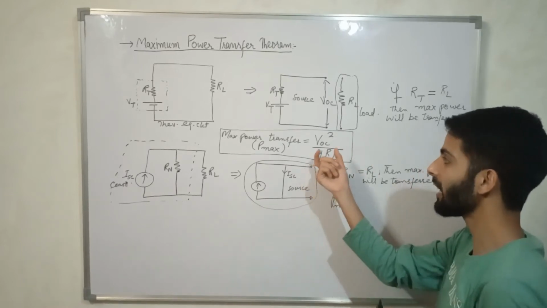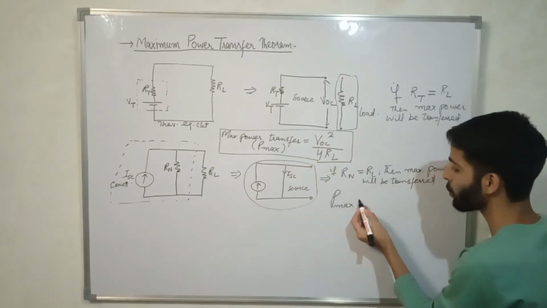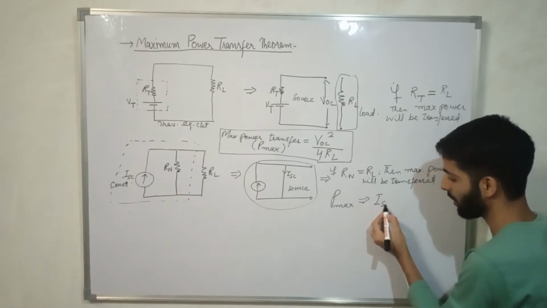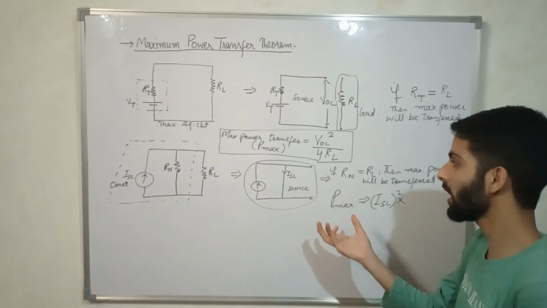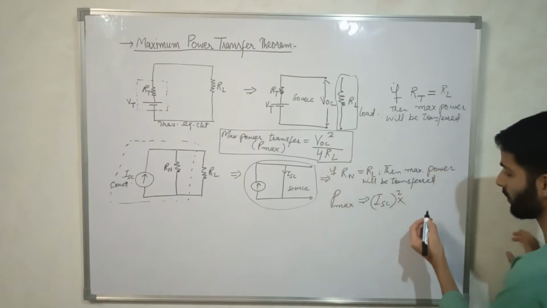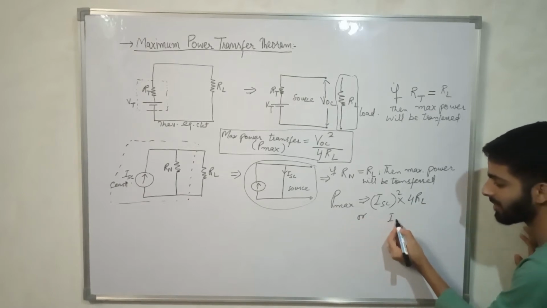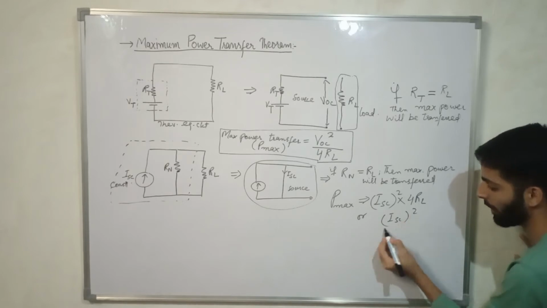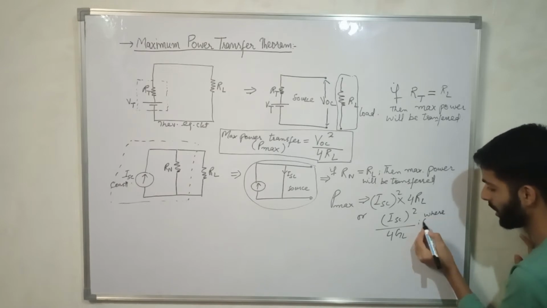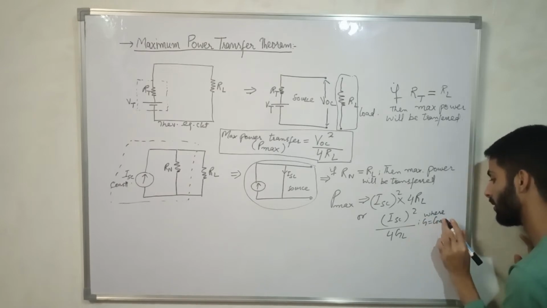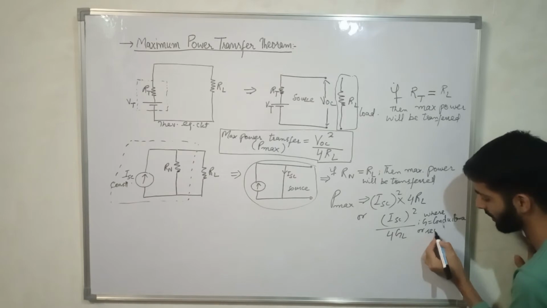in case of voltage, power is V square by R, but in case of current, the power is I square R, which is ISC square multiplied by, after derivation we will reach the conclusion that it is 4 times RL, or we can write it as ISC square upon 4 times GL, where G is conductance or reciprocal of resistance.